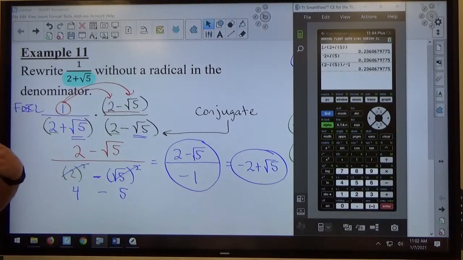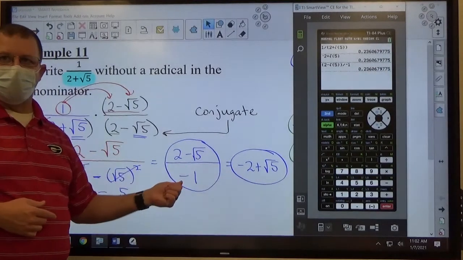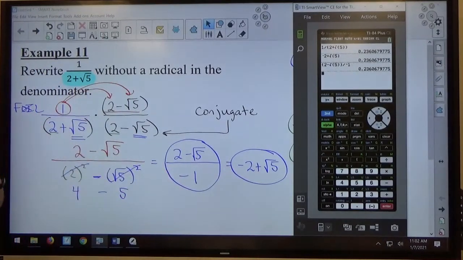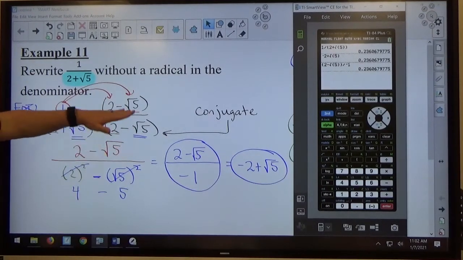Again, they're all equivalent, but this has no radicals on the bottom. This does, so this is better. All right, so that's our idea here. Binomial on the bottom, multiply by the conjugate, fix the top, fix the bottom, circle your answer.